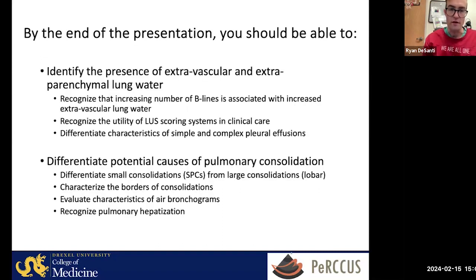Learners should also be able to identify the presence of extravascular and extraparenchymal lung water. Recognize that increasing extravascular lung water is associated with an increasing number of B lines. Recognize the clinical utility of lung ultrasound scoring systems in clinical care, and differentiate characteristics of simple and complex effusions. And then finally, learners should be able to differentiate potential causes of pulmonary consolidations, including differentiating small consolidations from large consolidations, characterizing the borders of consolidations, characteristics of bronchograms, and then recognizing pulmonary hepatization.